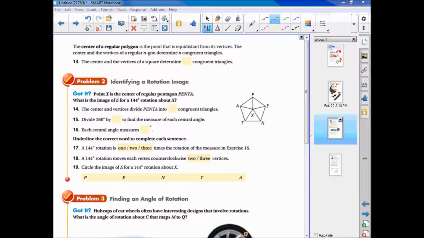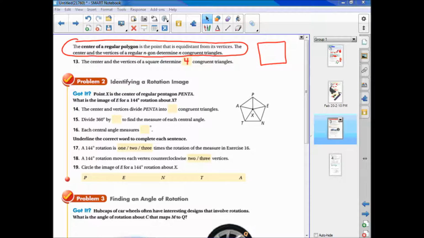So it says the center of a regular polygon is a point that is equidistant from its vertices. So the center and the vertices of a regular n-gon determine the congruent triangles that form to make it. The center and the vertices of a square determine 4 congruent triangles to make it. A regular quadrilateral is a square, and the center we can find on a square really easily. It's just find the diagonals.